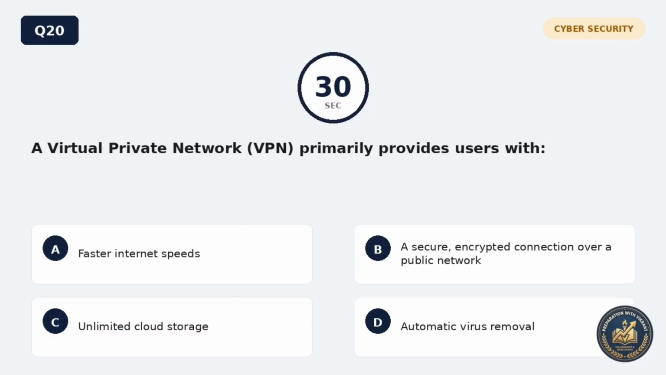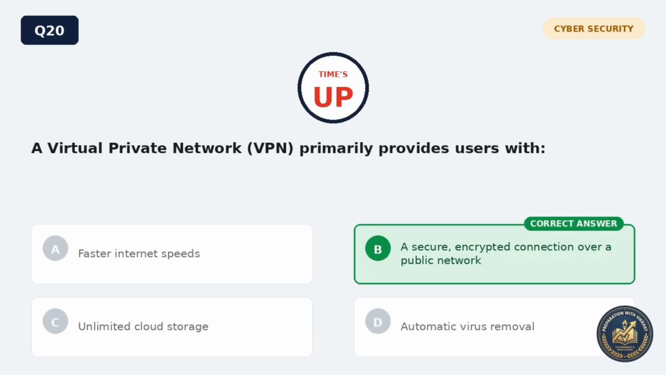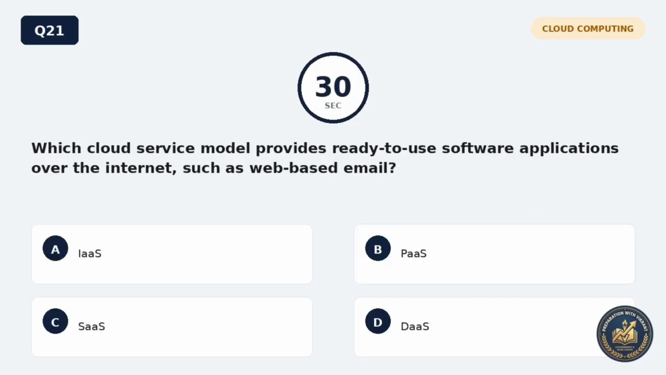Moving to next question. A virtual private network, VPN, primarily provides users with option A faster internet speed, option B a secure encrypted connection over a public network, option C unlimited cloud storage, option D automatic virus removal. So the correct answer is option B, a secure encrypted connection over a public network.